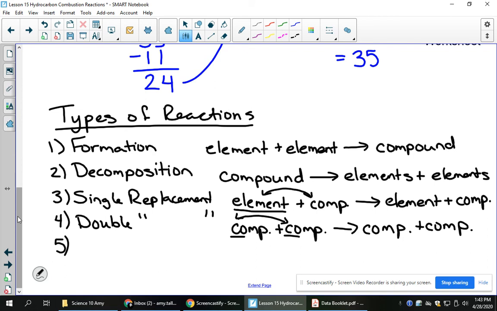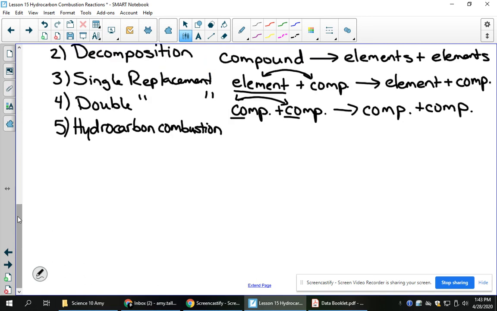The last type of reaction is what we did today, called hydrocarbon combustion. Think fire. And this is where you have some kind of carbon and hydrogen mix, like C2H2, CH4. These X and Y's can be any number combination. You add oxygen gas to start a fire, and you get carbon dioxide gas and water vapor.